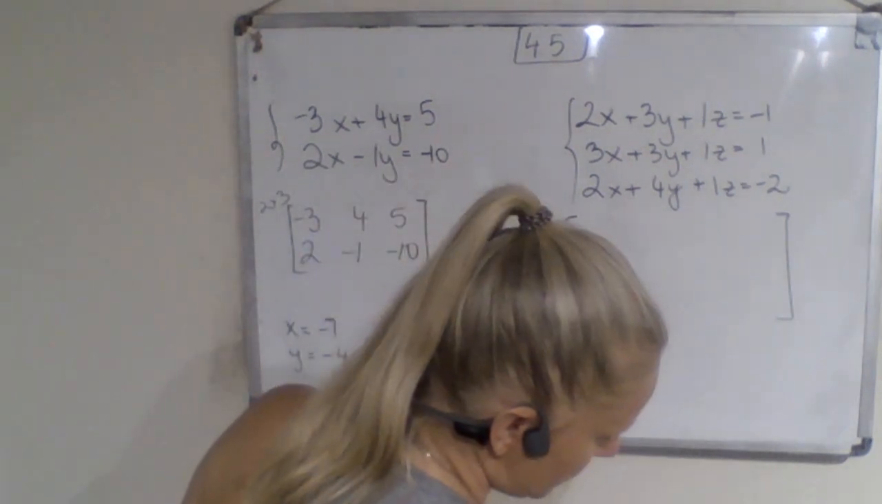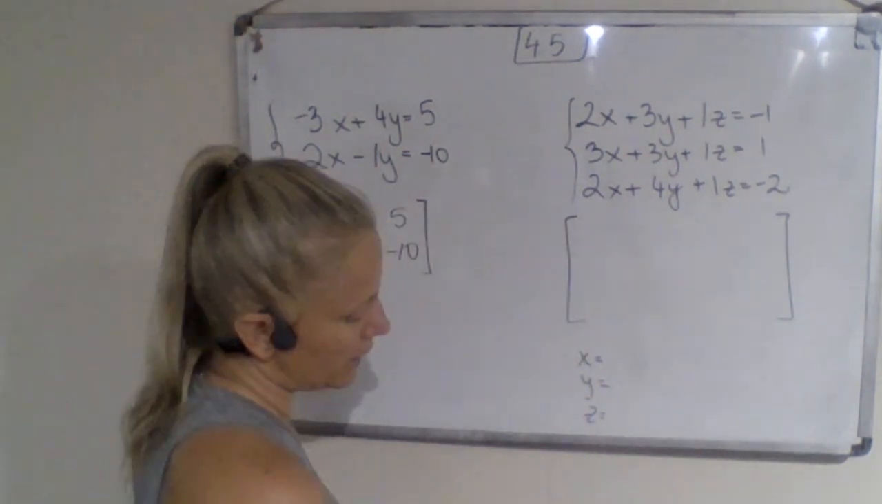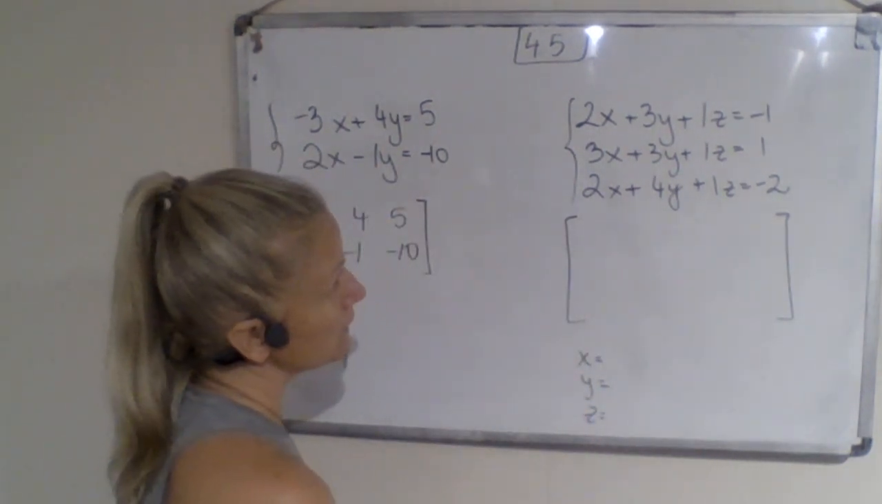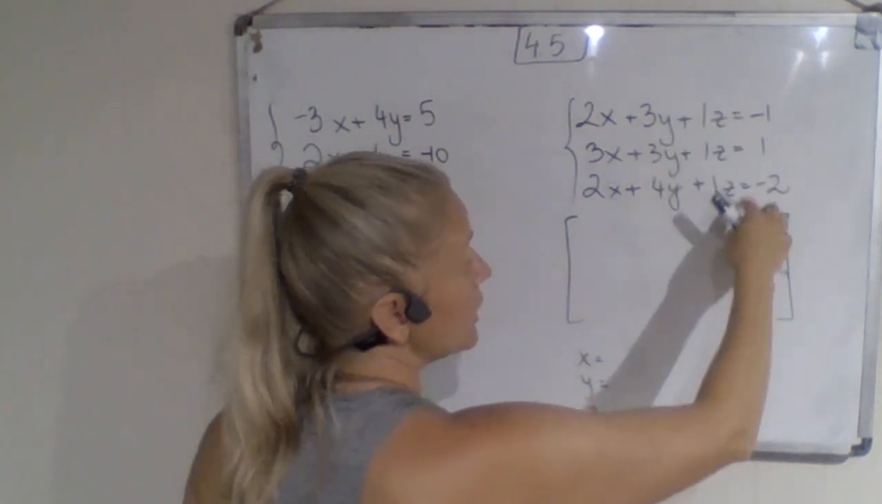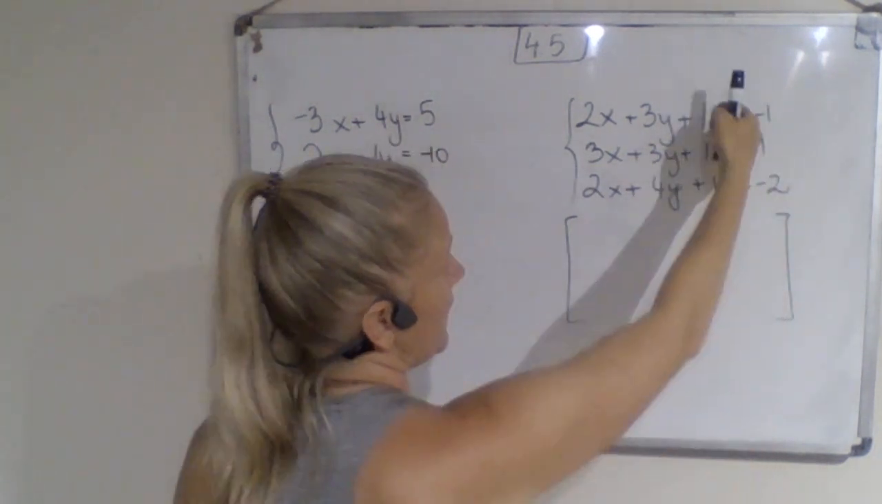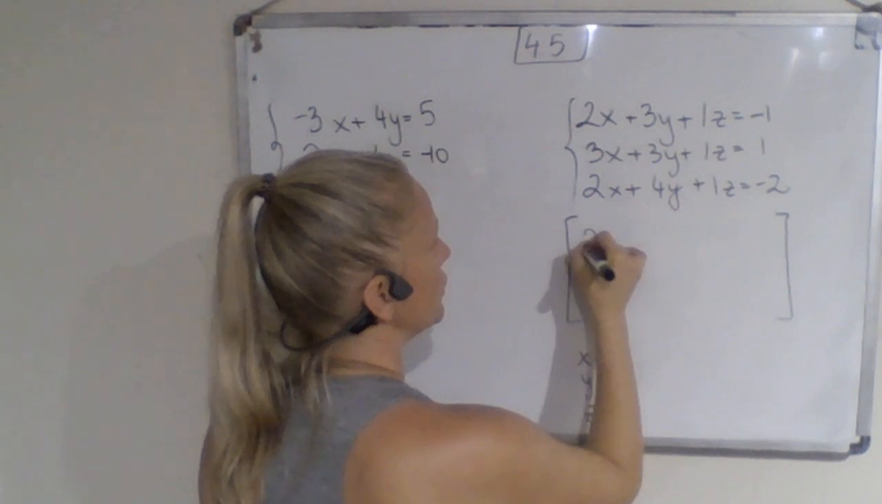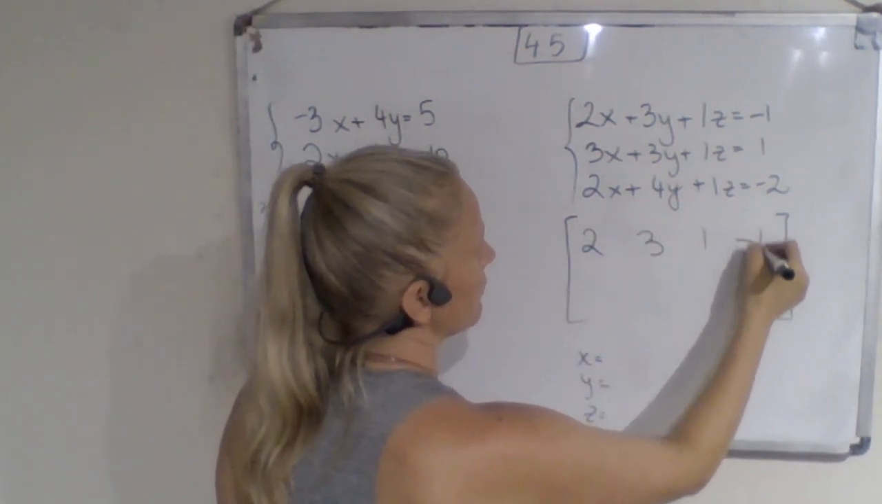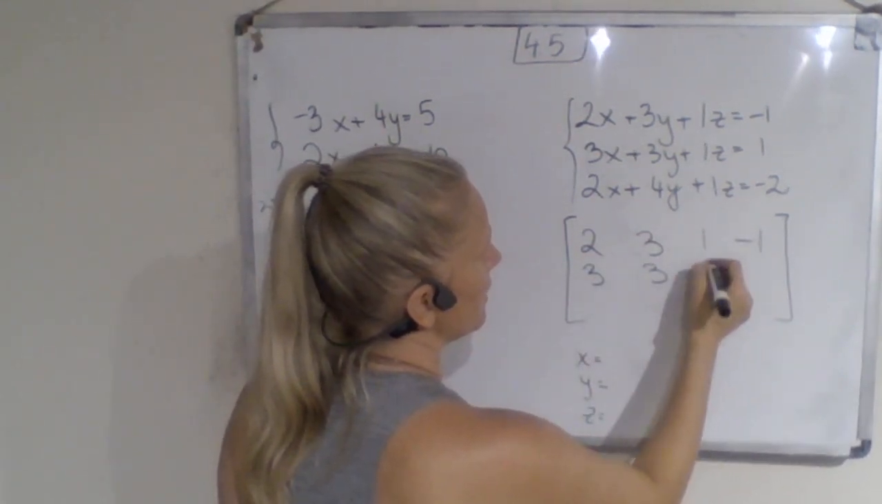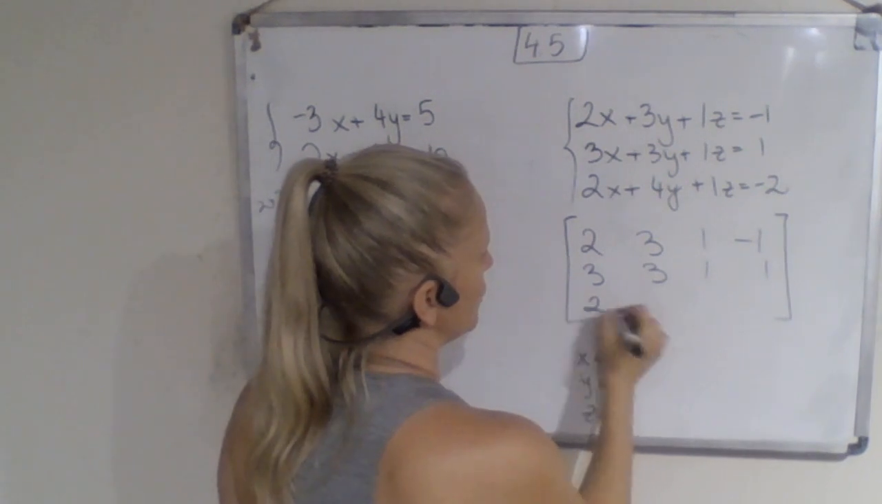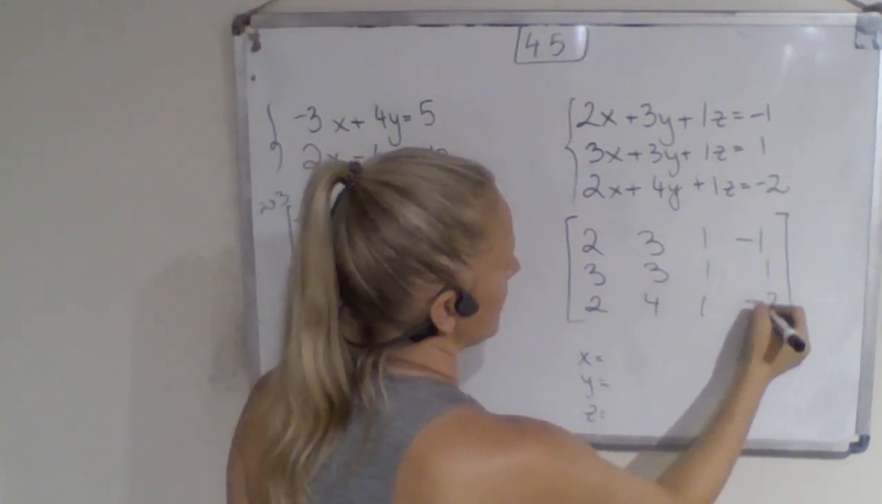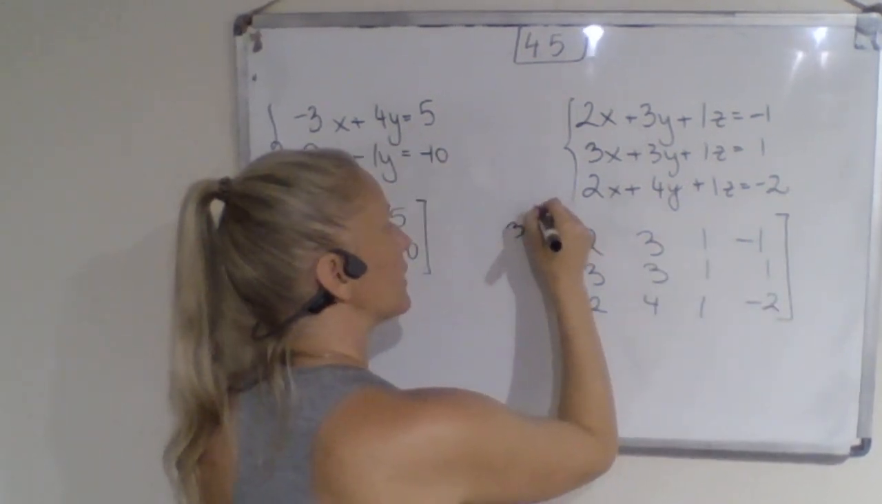Let's go to example 3, which has 3 equations with 3 unknowns. If you notice, z in each one of them does not have a coefficient. I added 1 in there. My matrix is 2, 3, 1, negative 1, 3, 3, 1, 1, 2, 4, 1, negative 2. This is a 3 by 4.